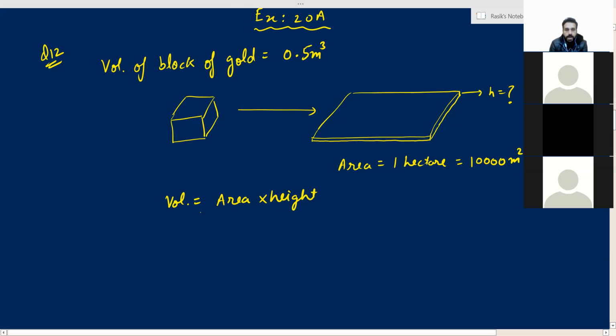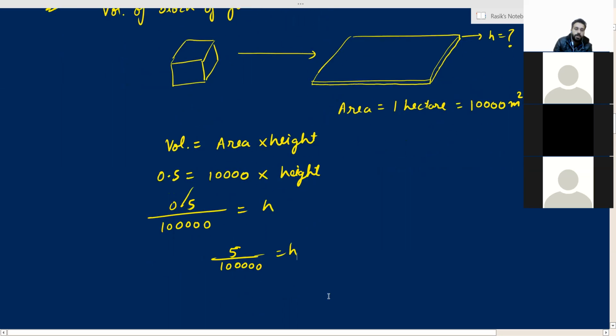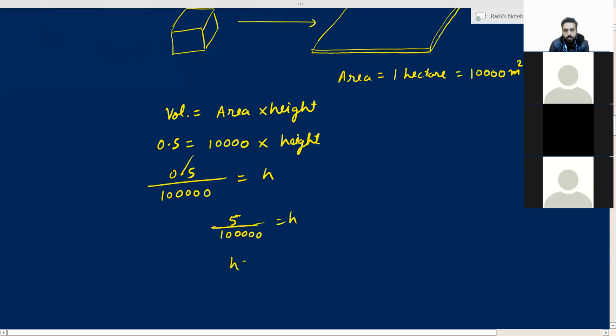So let's find height using this relation. Volume is equal to area into height. Volume is given 0.5. Area 10,000. Height we have to find out. So height is equal to 0.5 divided by 10,000. So remove the decimal and put one more zero. 5 upon 1 lakh is equal to H.